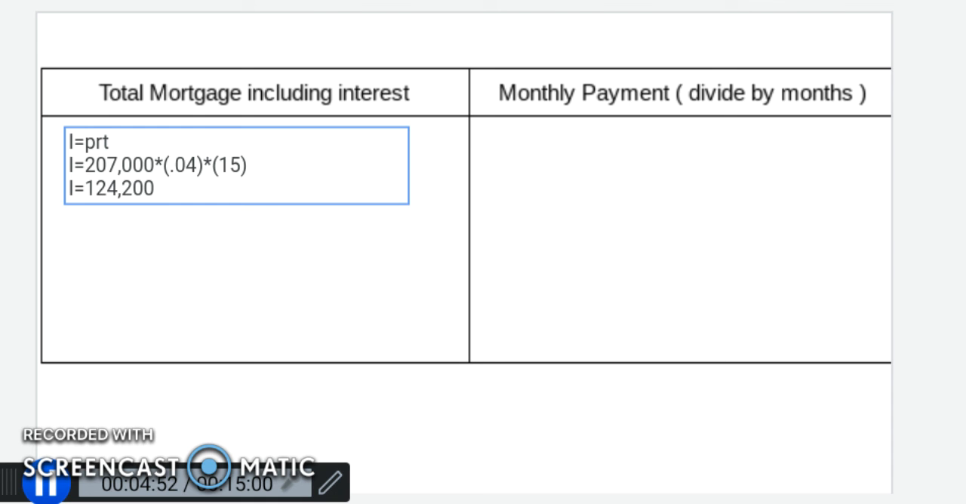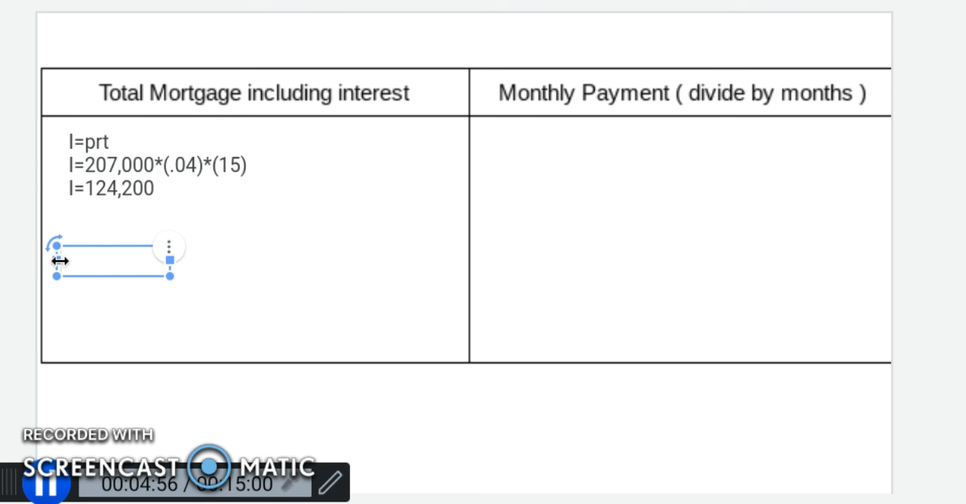Then once you find that interest, we can go ahead and add that to our mortgage of $207,000 and get a grand total of $331,200.